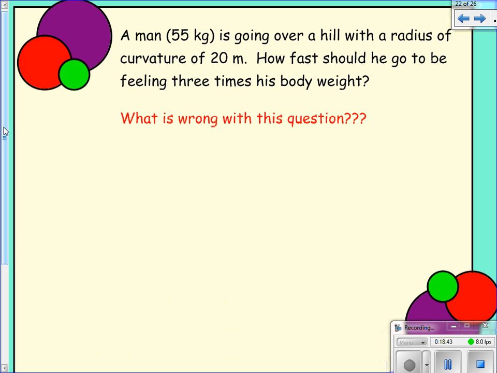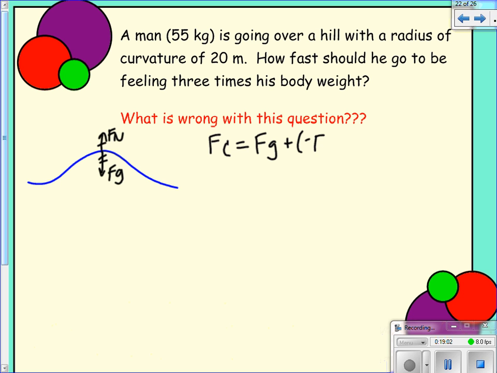So we have a man going over a hill, and so at the very top of the hill, his force diagram is going to look something like this. Force gravity down, force normal up. Normal is going to be less than gravity, since gravity has to face the center of the circle. And my sum of the forces equation would end up being force gravity plus negative force normal. Okay, so if we plug in all of our information here, we get centripetal force is mv squared over r. That's equal to force gravity minus force normal.